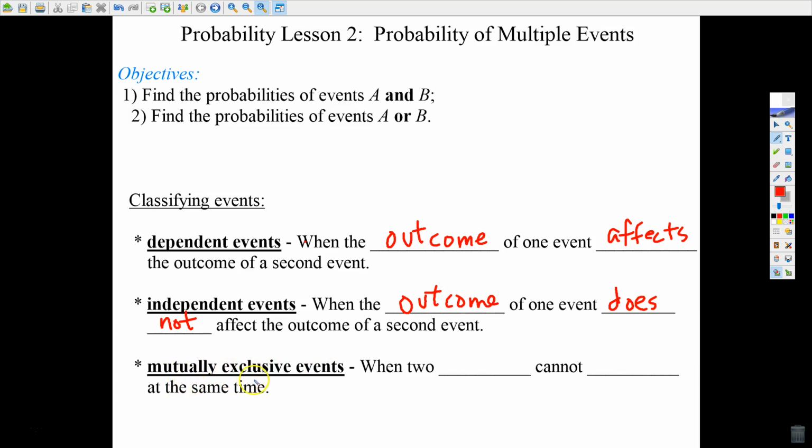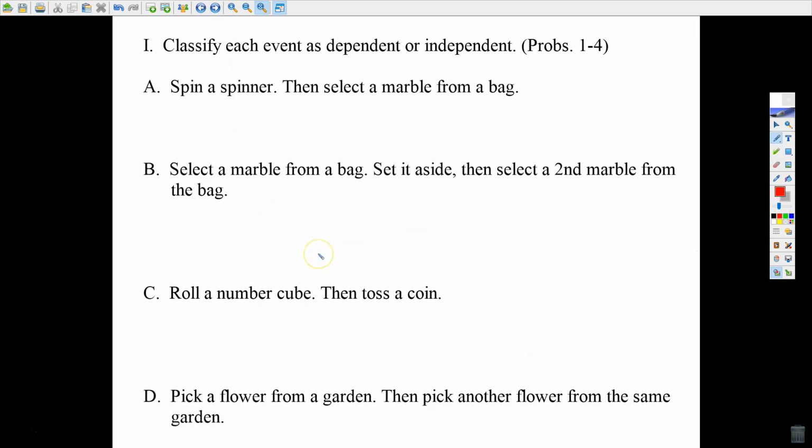And then in the second half of the lesson, we're going to talk about what it means to be mutually exclusive, or the opposite of that, I guess, would be not mutually exclusive. Mutually exclusive events mean that two events cannot happen at the same time, and we'll see some examples of that in just a little bit. So let's start off with this discussion of dependent versus independent events.